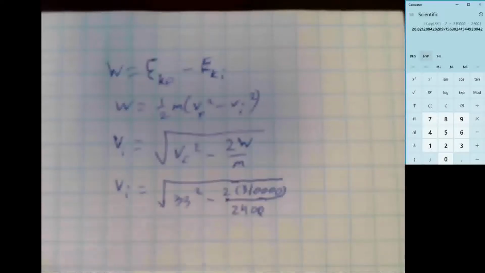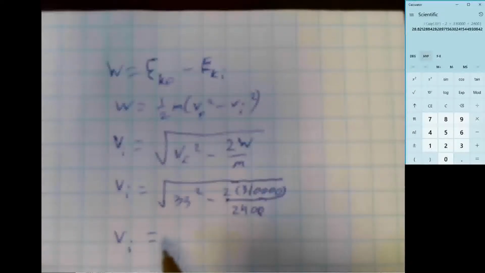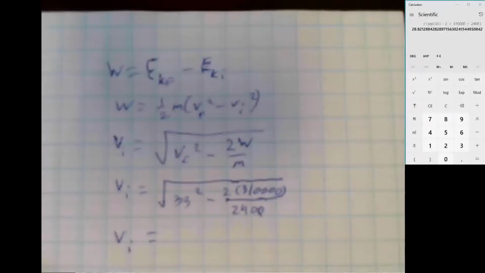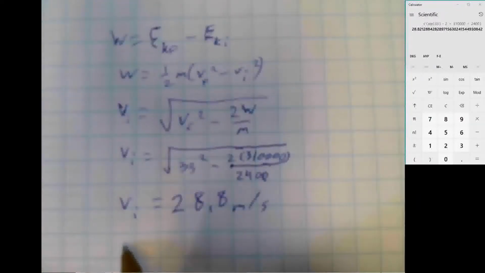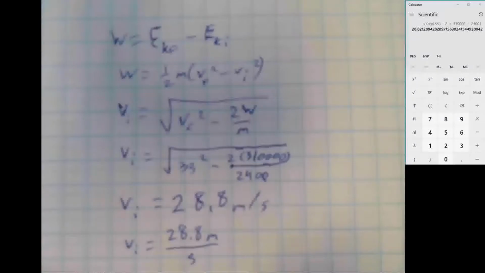We end up with a vi of, reporting for, how many significant digits do we have? Well, there's really 2 significant digits, but it looks like we'll lose too much information in that case. So I'm going to write this down as 2.8 meters per second. To change that into kilometers, it's 28.8 meters for every second.